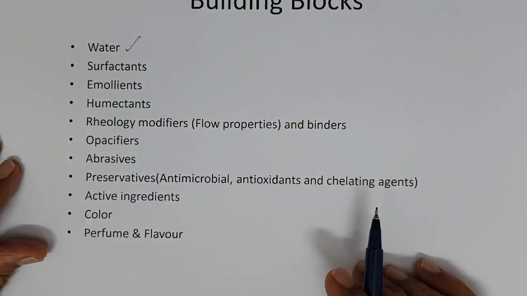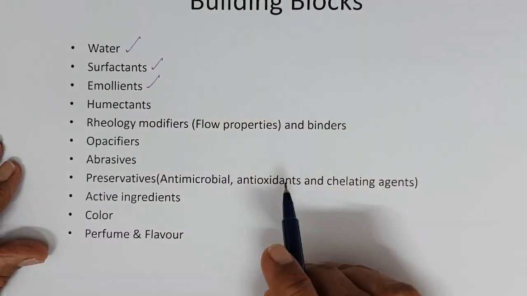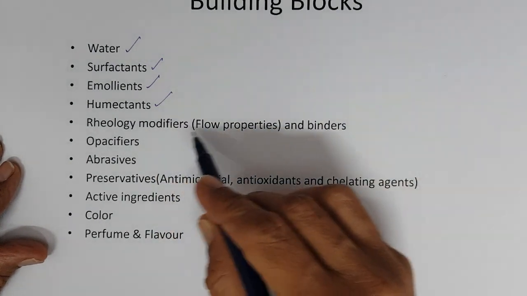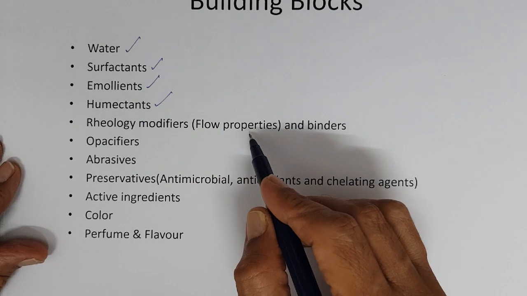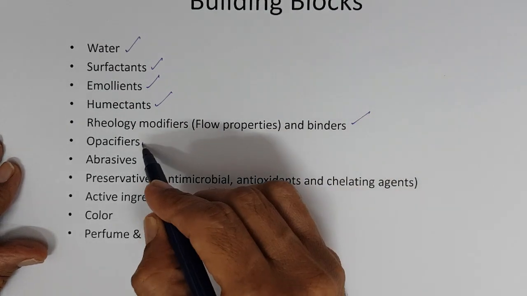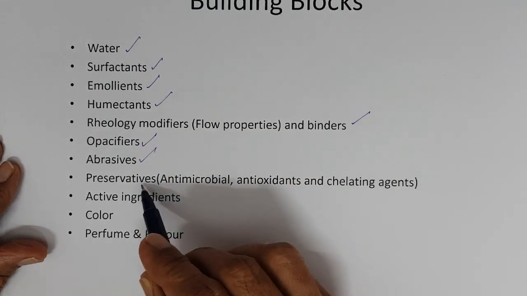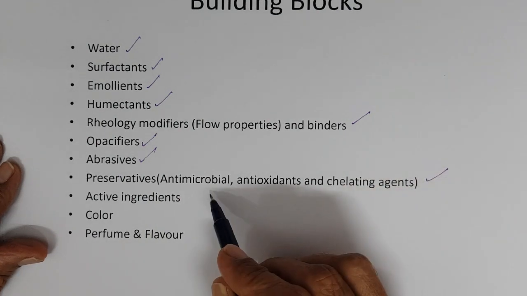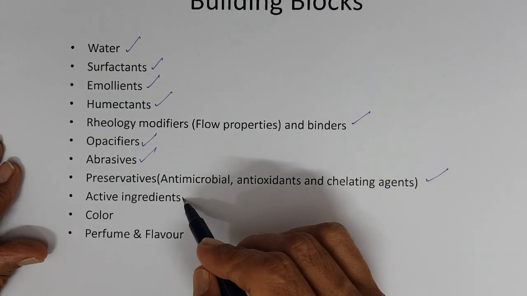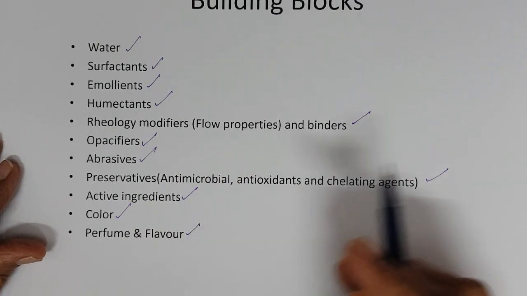So what are the building blocks? Water, surfactants, emollients, humectants, rheology modifiers, which alter the flow properties of the product, and binders, opacifiers, abrasives, preservatives, antimicrobial preservatives, antioxidants, chelating agents. We have the active ingredients, color, perfume and flavor.